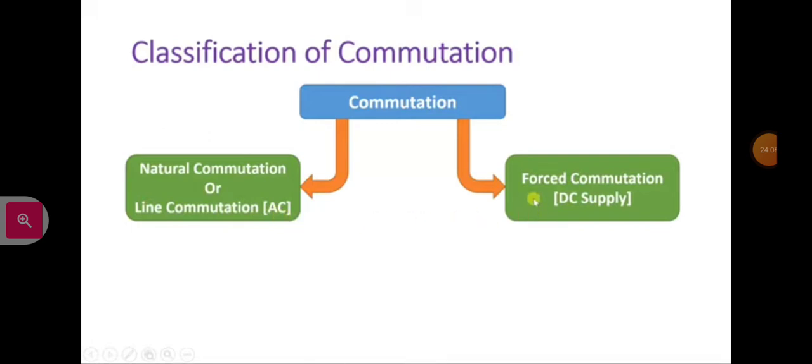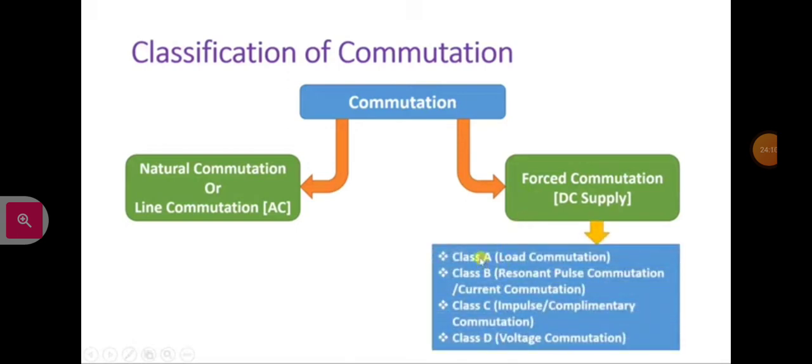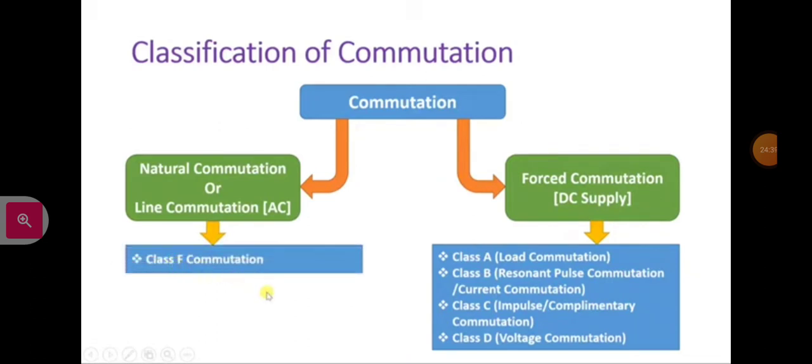Now when we talk about forced commutation, there are a total of 4 different categories: class A, class B, class C, class D commutations. I will make separate sessions for all the different commutations. Here I am just giving names, where class A commutation is even referred to as load commutation. The meaning of it is that it commutes the SCR or thyristor by load. How it will do that we will see in detail. And in natural commutation there is one category, that is class F commutation.